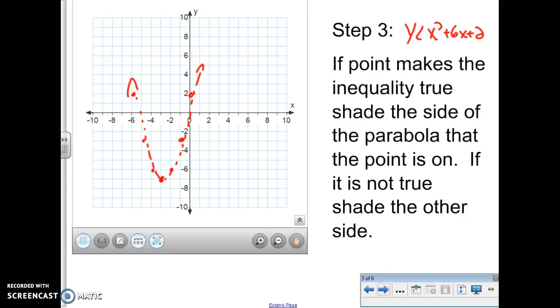Well, when I chose the point -3, 0, I got the inequality statement 0 is less than -7. Because that's not true, I'm going to shade the other side of the parabola. See, -3, 0 is right here, and because it didn't make it true, I know anything inside the parabola will not make it true. I can choose any other point, and it's not going to make it true. But if I choose something on the outside, it's going to make it true. So what I'm going to do is just shade the outside part of my parabola.